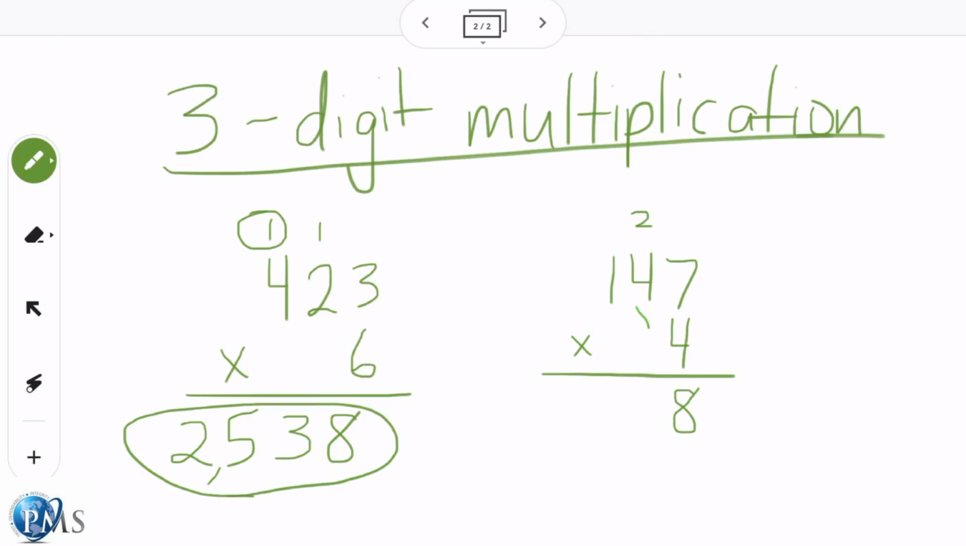The next step is 4 times 4. That makes 16. And then we have to remember to add in that 2. So 16 plus 2 is 18. We'll put the 8 down here, but the 1 has to go above the next column there. And lastly, 1 times 4 is 4. And if we add in this 1, we get 5. And that goes in our answer. And we're all done.